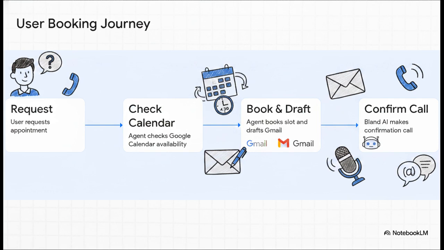Step 1, the user requests an appointment. Step 2, the agent jumps into Google Calendar to check availability. And hey, if 4 p.m. is booked, it'll find an alternative, like 4:30. Then, Step 3, the agent books the slot and drafts a Gmail confirmation.